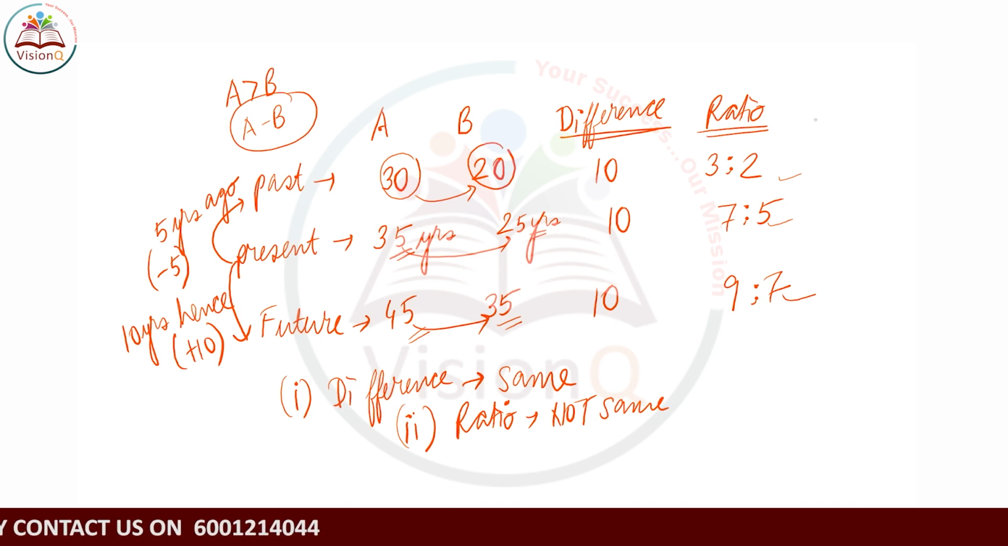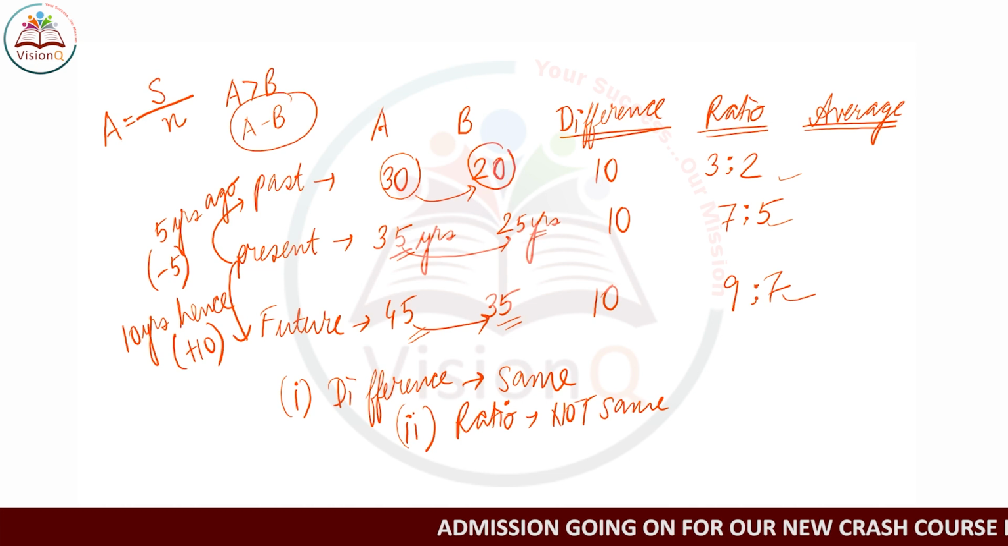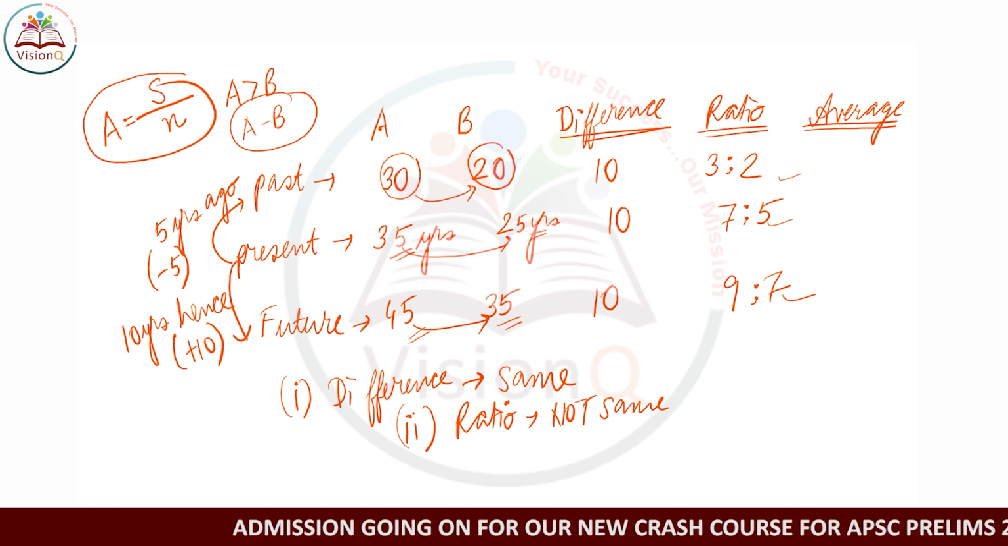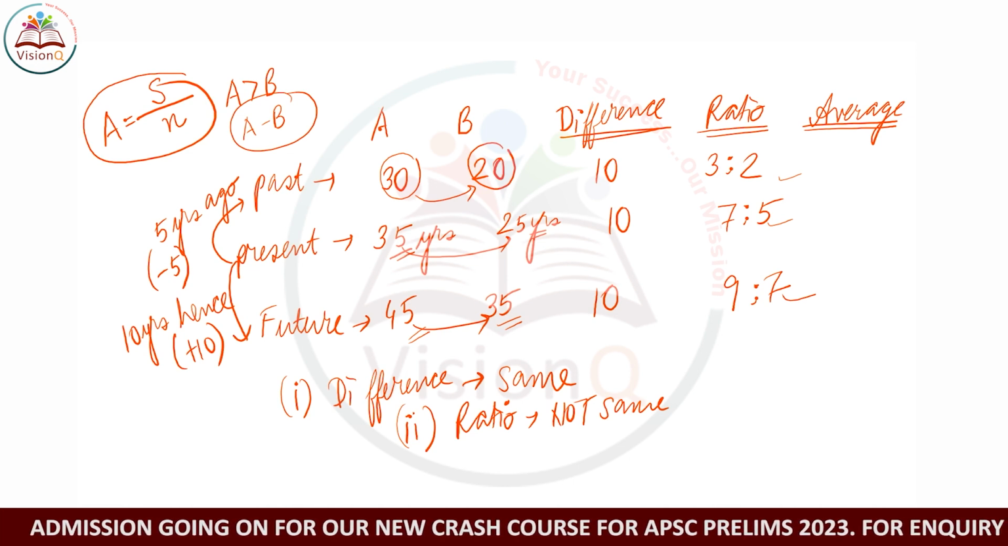Now what if I ask you to find out the average of their ages in the past, in the present and in the future? Now how to find out the average? To find the average, I have to add all the numbers, that is, the sum of all the observations divided by the number of observations will give the average. So this is the basic formula to find the average: sum by number of observations.